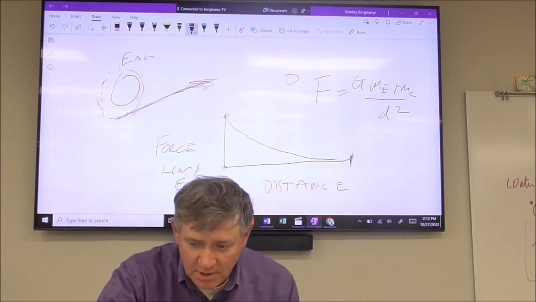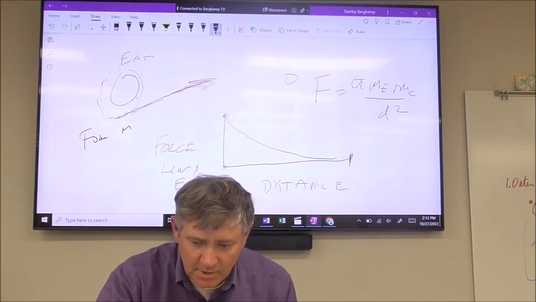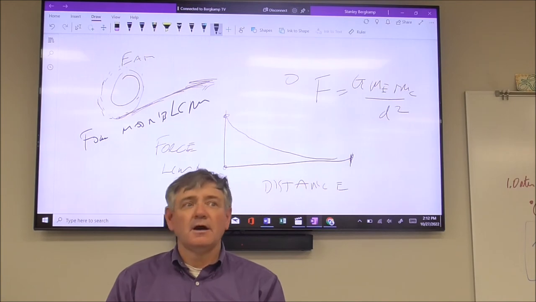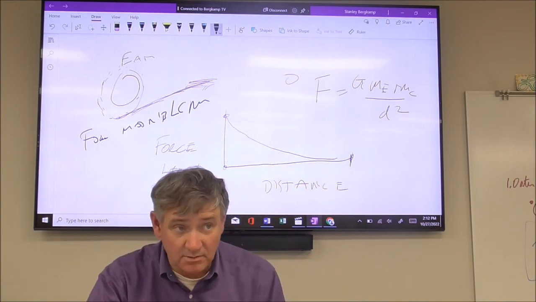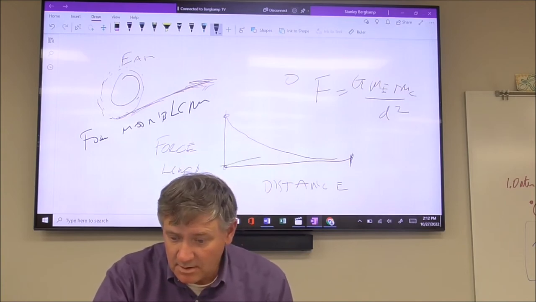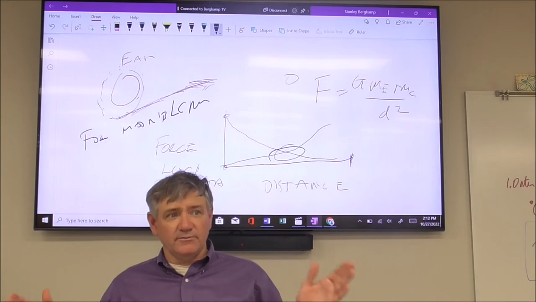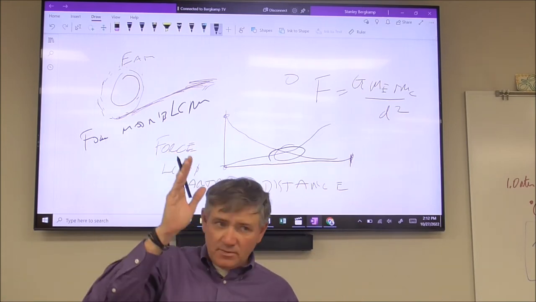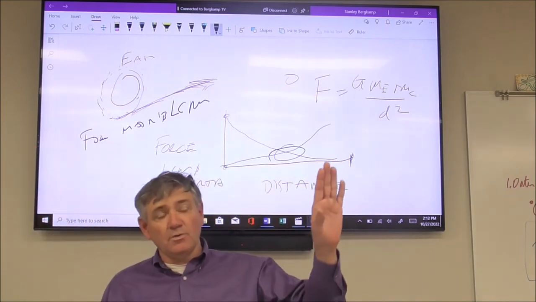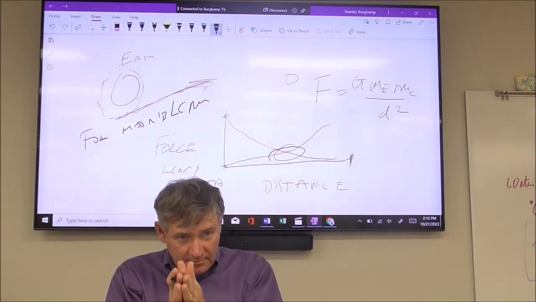Now, if you were to draw another graph, the force between the moon and the Lunar Command Module, what's that going to look like? The opposite. So it's going to start off not at zero, and it's going to go up. So at that point where it crosses, it's like a tug of war. At that point, the pull between the moon and the Lunar Command Module is going to equal the pull between the Earth and the Lunar Command Module. That's Lagrange point one.